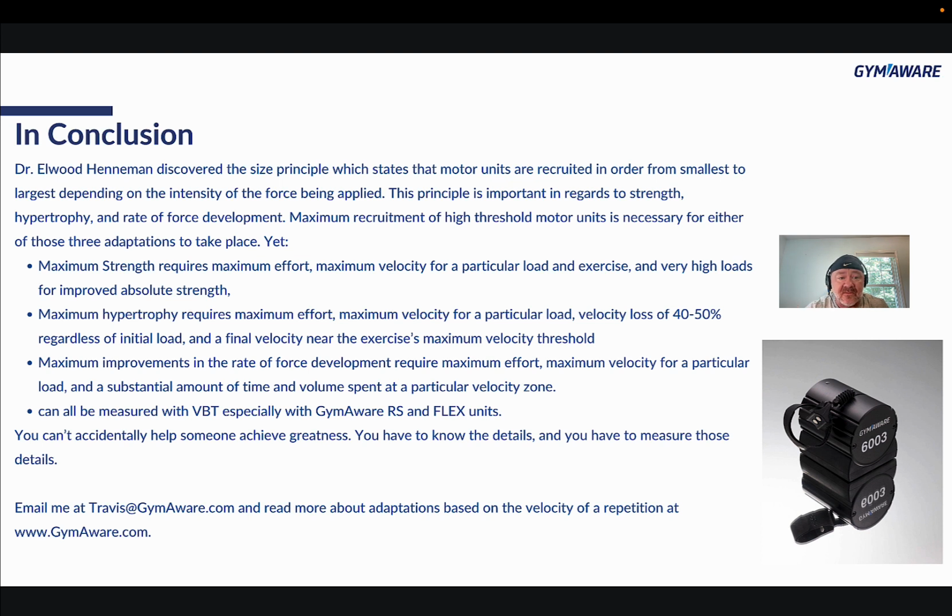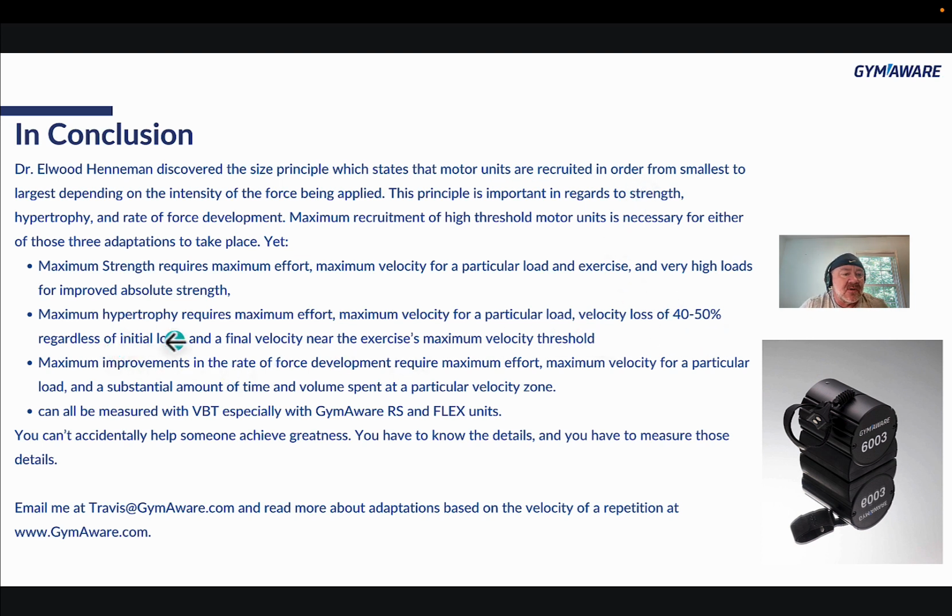Maximum hypertrophy requires maximum effort, maximum velocity for a particular load, and velocity loss of somewhere between 40 to 50% to maximize hypertrophy. Let me state, you can go onto GymAware.com and read my article all about hypertrophy, and you'll see you can get hypertrophy with velocity loss at 20%. It just won't be maximized, but the hypertrophy that will occur will be more to the faster twitch fibers than, say, when you go to 40 to 50%.